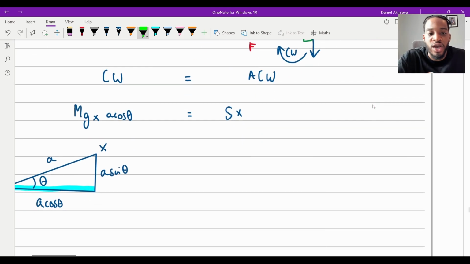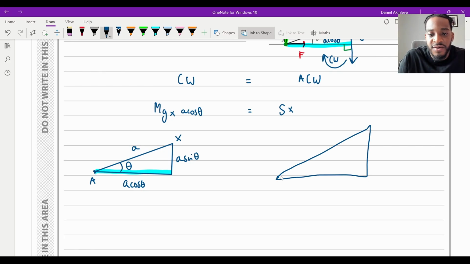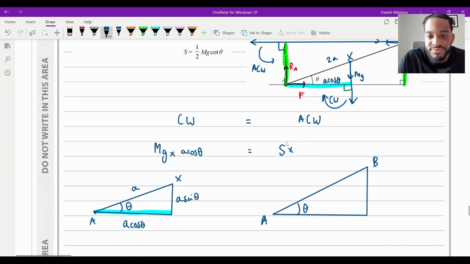Now I'm going to just draw another triangle just so it's very, very clear. So I'm going to get this here, and then I'm going to put this like this here. And then this is going to be the point A. This is theta. This is the point B. We know that this entire distance A to B is 2A. And this is a right angle here, and we're looking for this distance here.